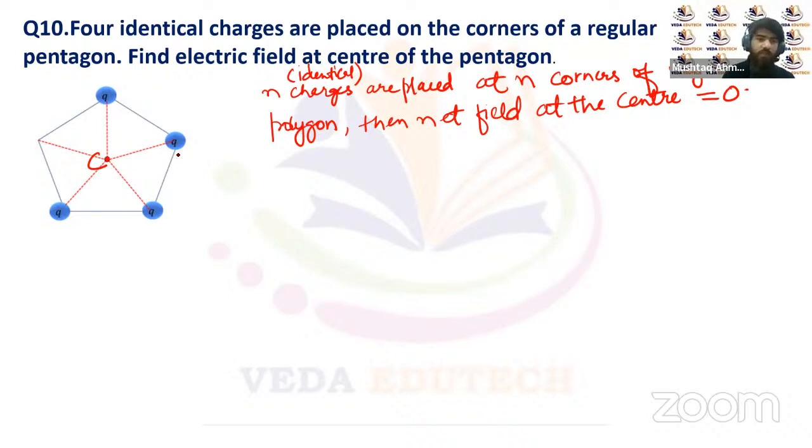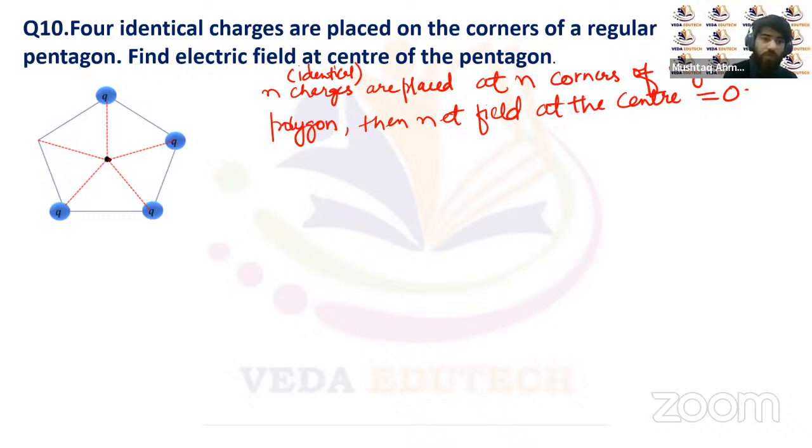But in this case, you can see there are five corners, but only four charges are placed at four corners of this pentagon. What we have to calculate is the field at the center. In this case, the field will be non-zero because only four charges are placed, not all five charges on the five corners, so the field will not be zero here.